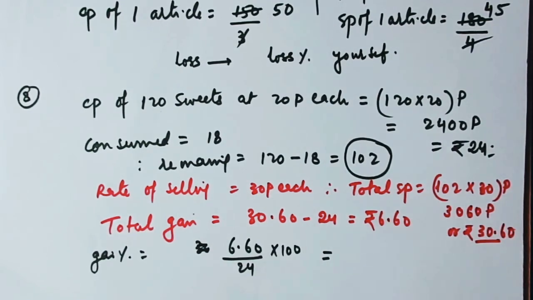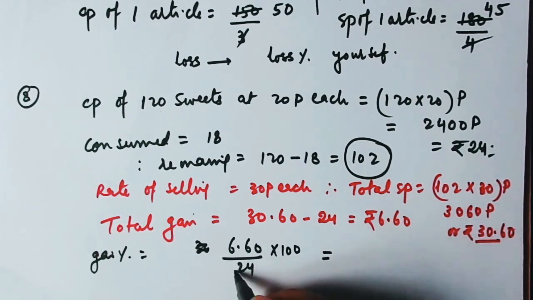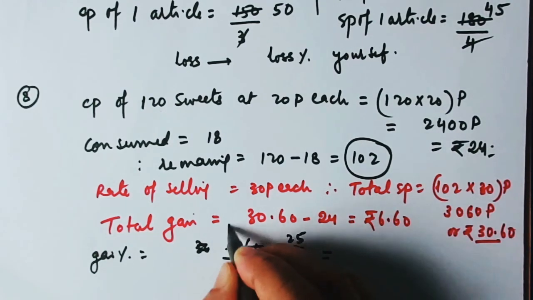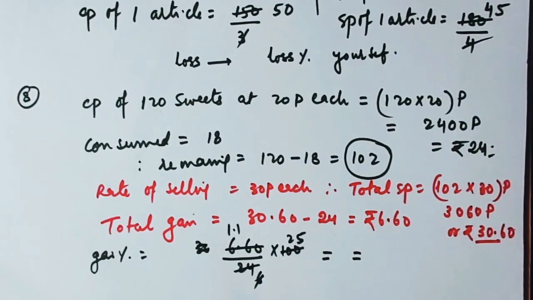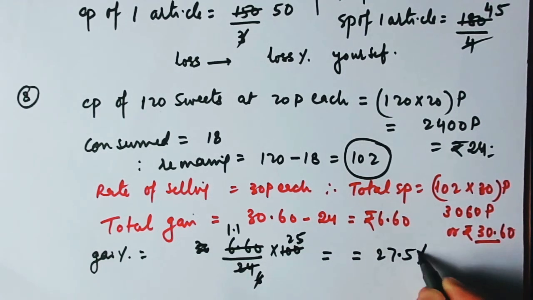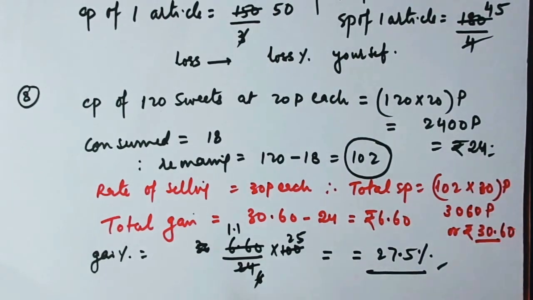When you solve it, what should you get? 4 6s are 24, and 4 5s are 20, and 6 1s are 1.1. So when you multiply by 25, you will get 27.5% as your gain percent.